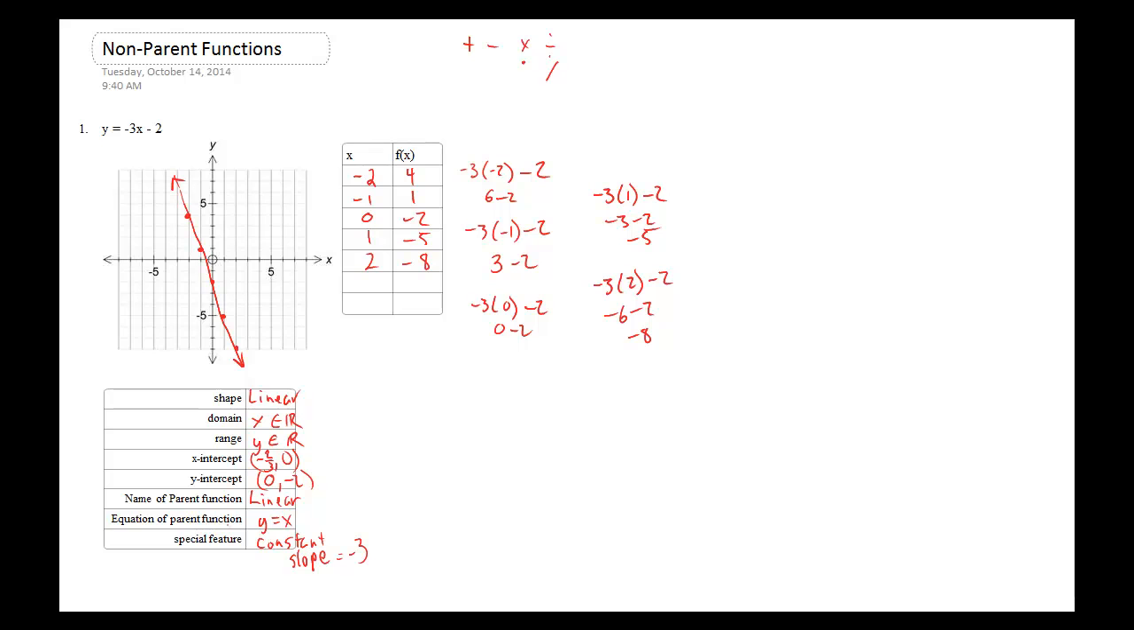I talked you through each of the pieces. Note that we didn't have to fill out the whole table. You need 5 points on your graph. If you got 5 points on your graph, then you're done, as long as you can see all of the important features: the domain, range, x-intercept, y-intercept. As long as there's 5 points and you can see those, you're good to go. All right, so that's a linear non-parent function.